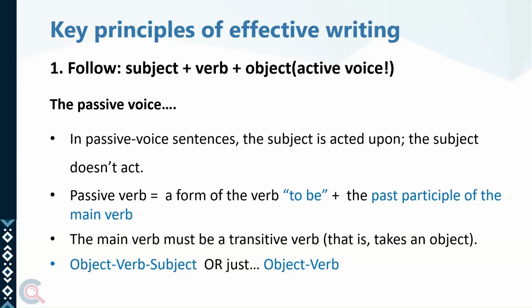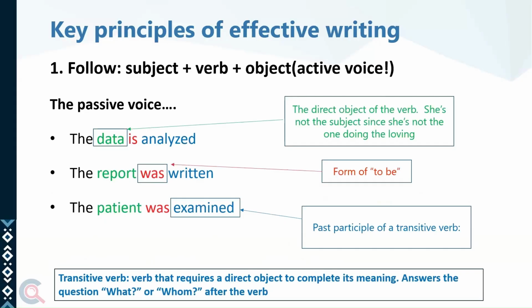Usually the verb used in the passive voice is a transitive verb, and it is structured as object, verb, subject, or just the object and the verb. If we look at this example, these are three statements written in the passive voice. The first one, the data is analyzed. The object here is the data. Is is a form of the verb to be, and analyzed is the past participle of the transitive verb.